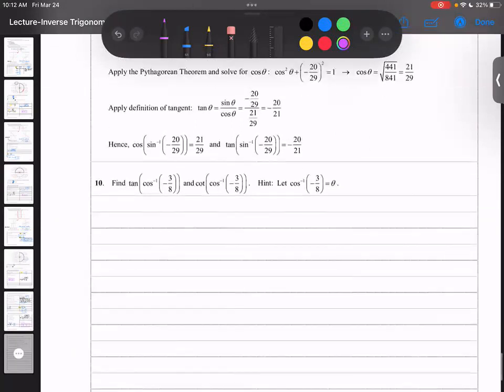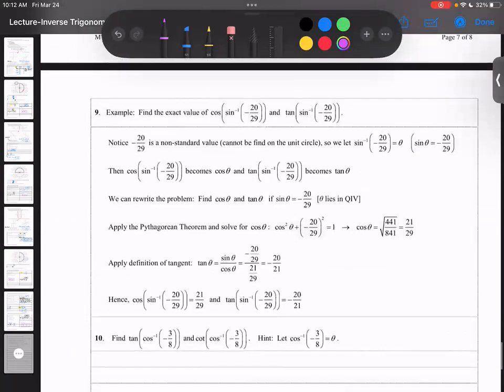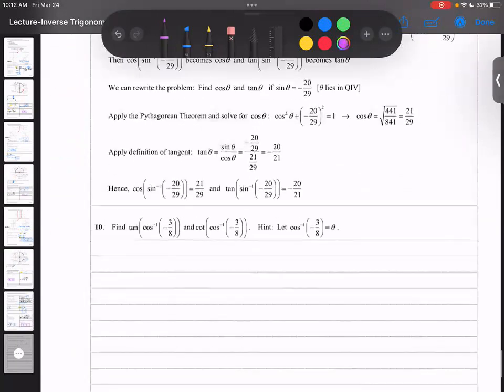Say number 10 is the same thing as here. You can read this at home, but let me go to number 10, same logic. Let's do this one first. Maybe I'll let you do the second one and I'll walk around, see how you do. Tangent of cosine inverse of negative 3 over 8. You cannot find negative 3 over 8 on the unit circle, right?